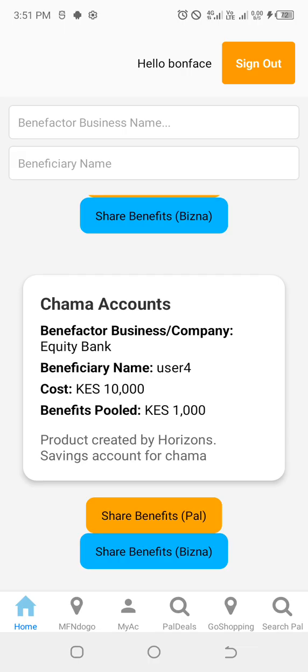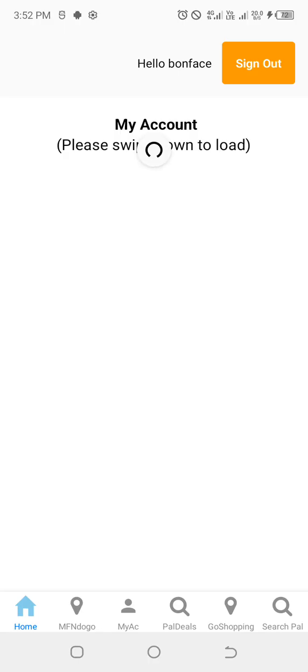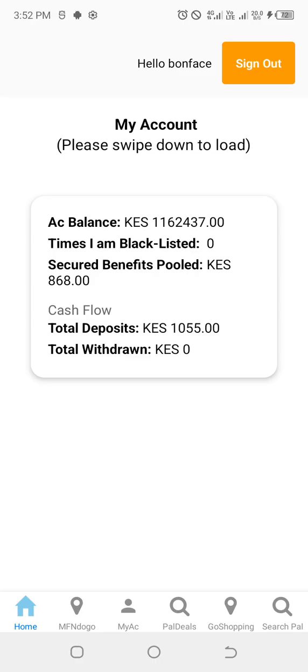And we want to see if the pooled benefits. It was 1888 for Boniface. So we want to see if the pooled benefits will go down by that amount. And there you are, okay? It was 1888. The cost, we sent 1,000. The cost, if you remember, was 20. So what has remained is 868, right?